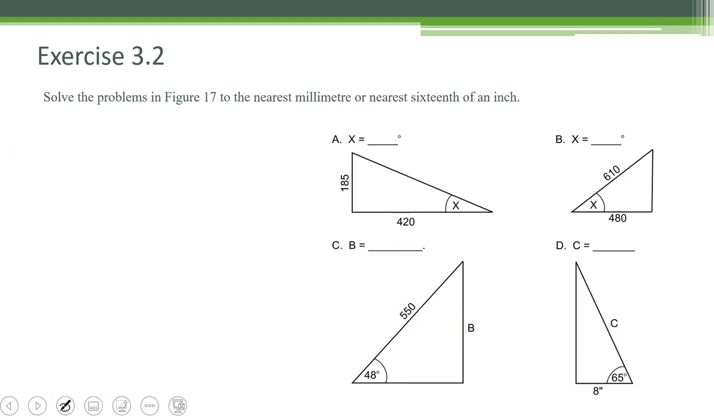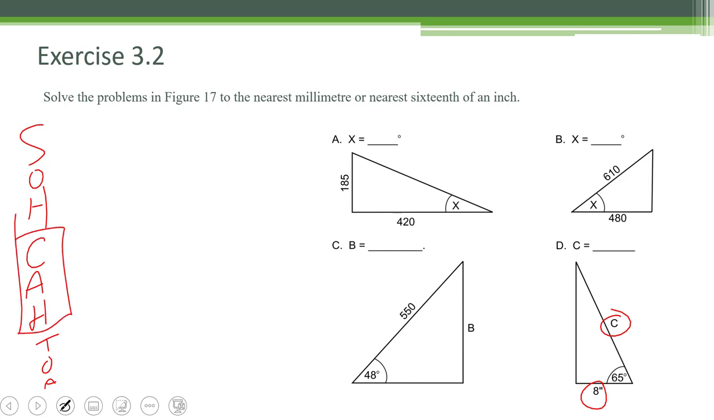Okay, and then the last one, I guess I'll do the same thing, follow my own advice. SOHCAHTOA. What sides am I working with? I'm working with the adjacent side and the hypotenuse. Okay, that's going to be cosine. So cos of 65 is equal to the adjacent, which is 8, over the hypotenuse, which we don't know.